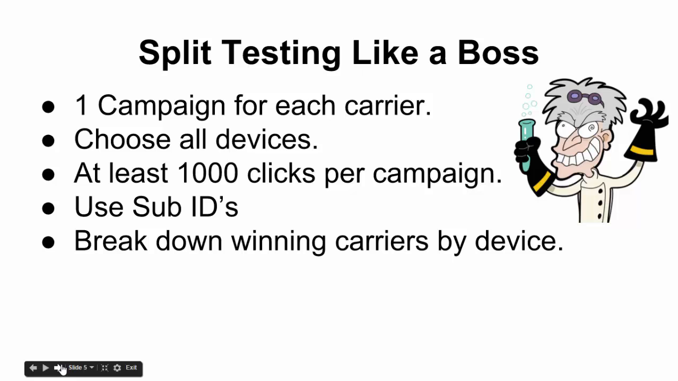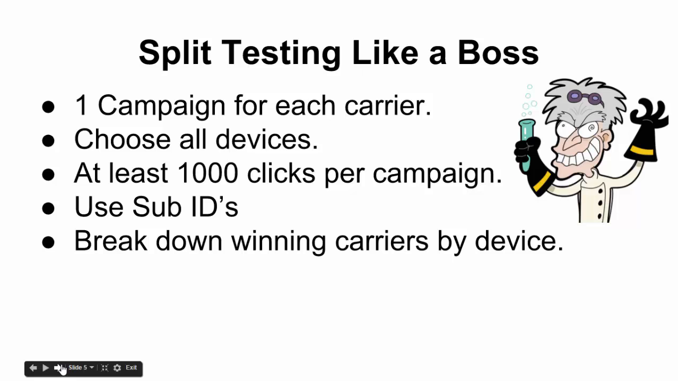Now to achieve that, initially for our split testing, we're going to have one campaign per carrier. And then we're going to later on see which has given us the best EPC or which has been the most successful. And then initially we will choose all devices. And then once we have a carrier which we know is working for us, then we'll split test to find the best device. Now in order to do that, we'll need to have at least 1,000 clicks per campaign.